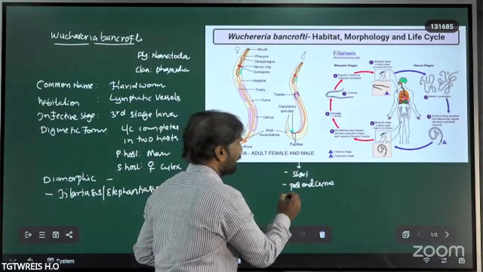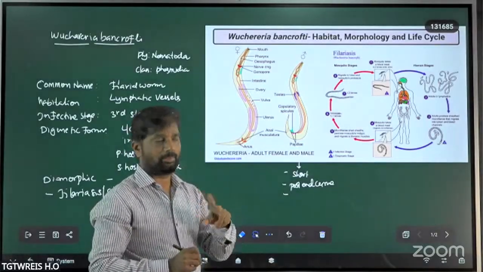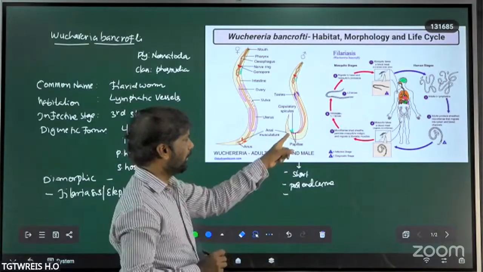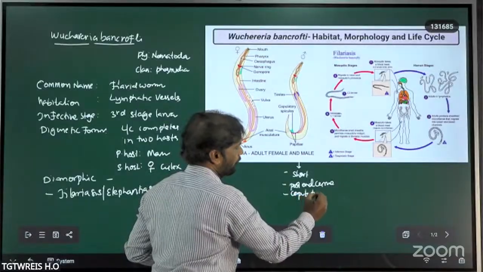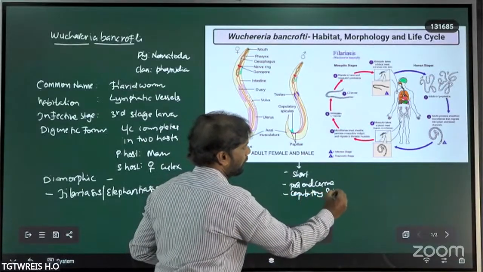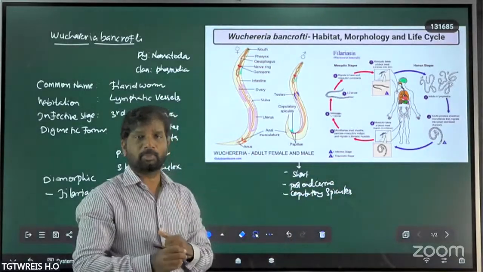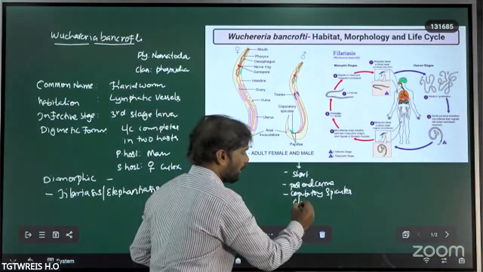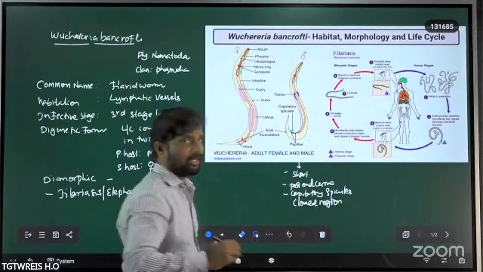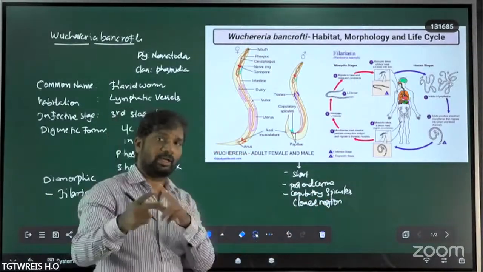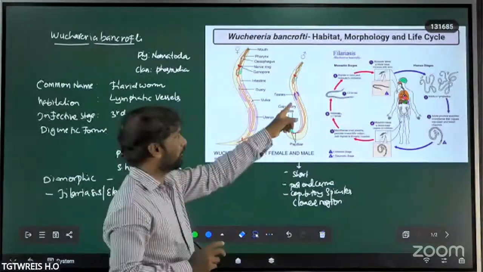And there is a third character. Here, in green color, spicule-like structures are present. These are known as the copulatory spicules. Where are the copulatory spicules present? In the cloacal region, there is one pair of copulatory spicules that are unequal in size. So these are the characters of this organism.